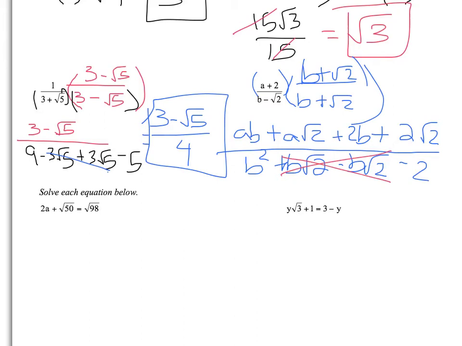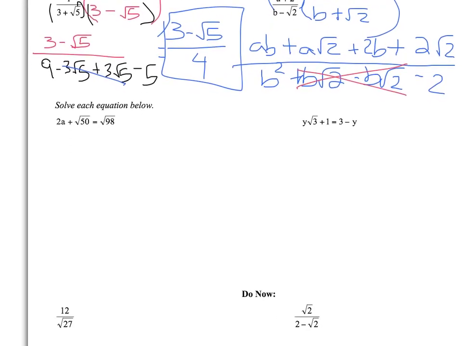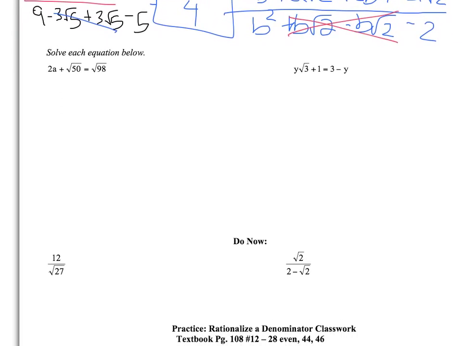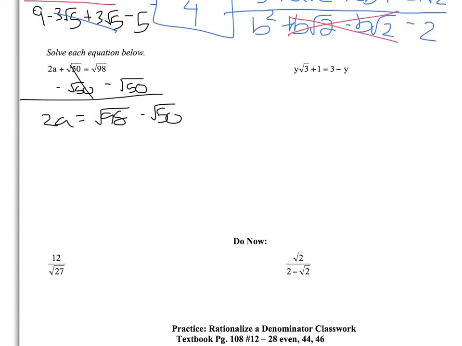Next problem says we just need to solve the equation. We've done a couple of these before in previous lessons, so let's do these last two. First thing I'm going to do to try to solve for a is I'm going to subtract the radical 50. Remember from yesterday, or maybe a couple days ago now, in order to subtract these two radicals, you need to have the same radical underneath.